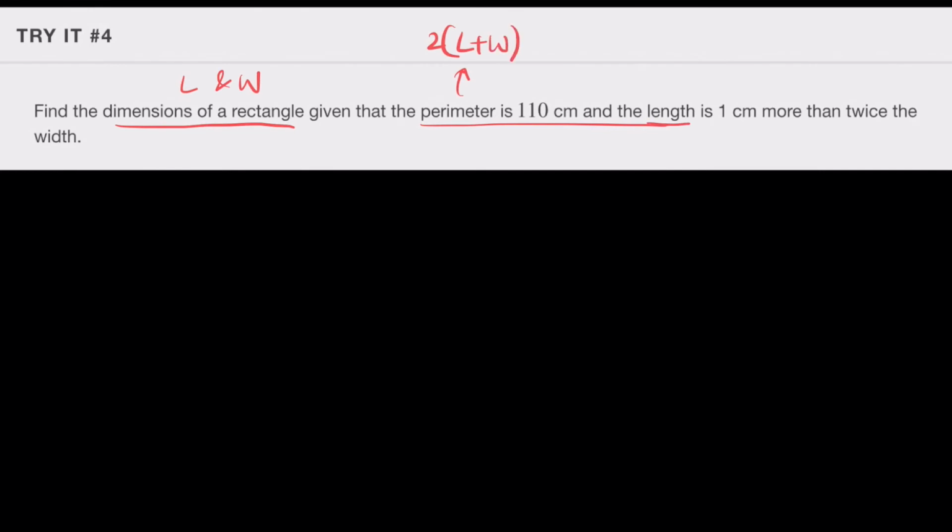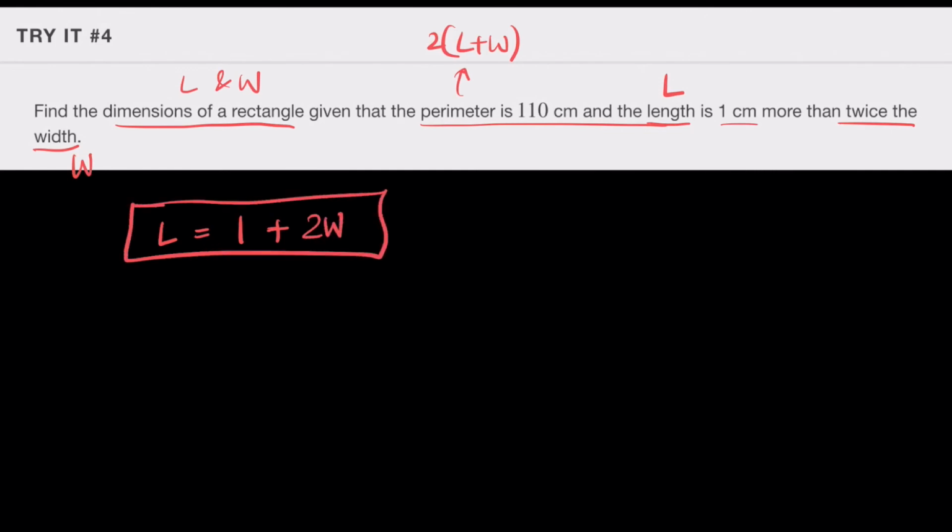So the length is 1 centimeter more than twice the width. Remember here L is 1 centimeter more than twice the width. Width is W. So L is 1 centimeter more than. Whenever you see more than, it means plus. Less than, minus. Twice the width is 2W.